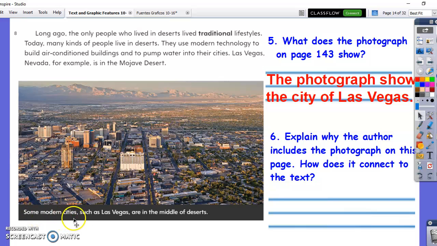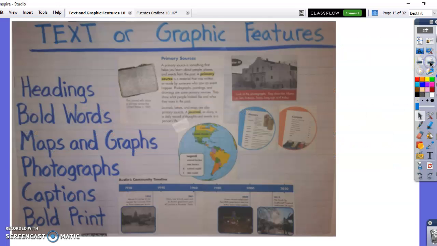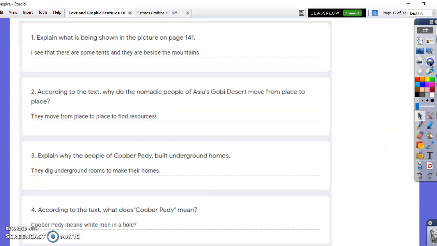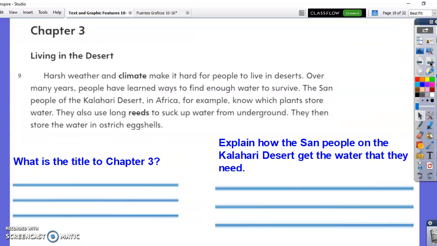It says, some modern cities, such as Las Vegas, are in the middle of the desert. This is a modern city built in the middle of the desert. That should have been the answer. It should have also said that it was Las Vegas. So, remember to be very specific in your answers when explaining why certain text features are being used.